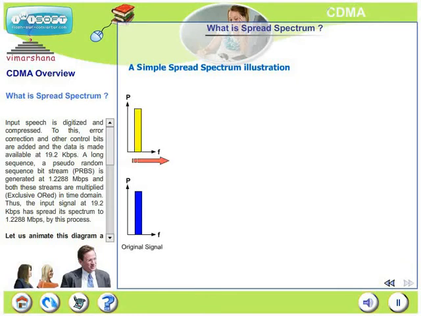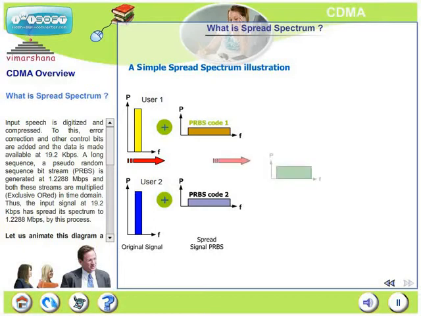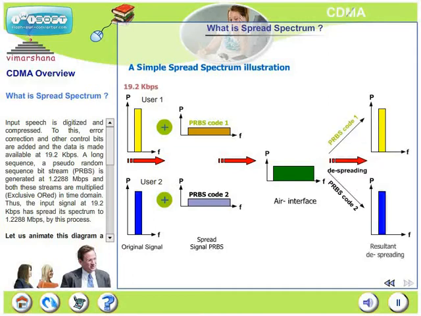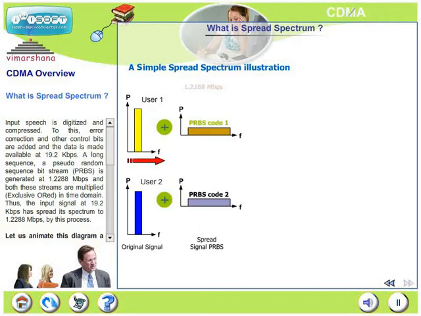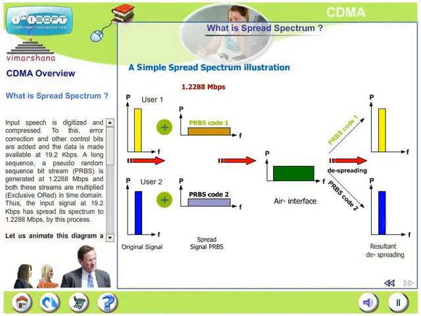Having understood the spread spectrum using an example, let's look at the real situation. Input speech in CDMA is digitized and compressed. To this, error correction and other control bits are added, and the data is made available at 19.2 kilobits per second. A long pseudo-random sequence bit stream is generated at 1.2288 megabits per second, and both these streams are multiplied or exclusive-ORed in the time domain. Thus, input signal at 19.2 kilobits has spread its spectrum to 1.2288 megabits per second by this process.